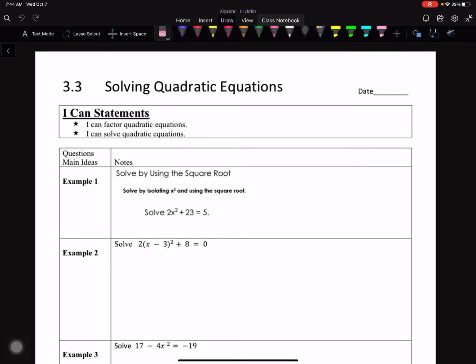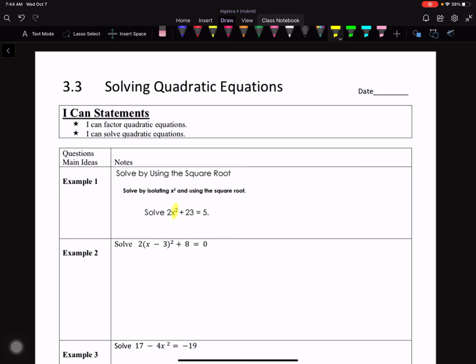Alright, here we are, section 3.3, solving quadratic equations. This time we are using the square root method. Now this one's pretty straightforward. The first thing you want to do when you look at a problem and you have to solve using the square root is isolate whatever term or set of parentheses that's squared.